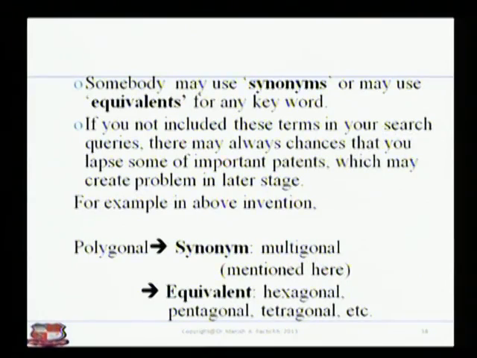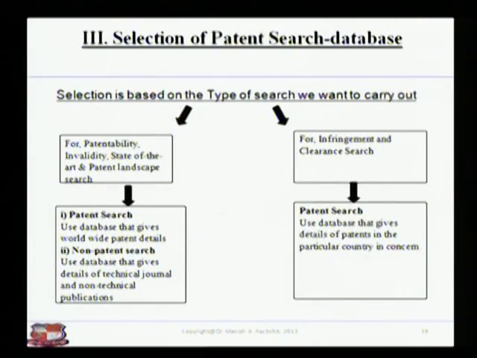So if I do not do a search using all these words, it means somewhere down the line I miss these important patent documents. So in short, once you identify the initial keywords, you also have to make a list of synonyms and equivalents available for those particular words, and you have to do a search using all these combinations so that whatever patents are available worldwide you are able to fetch.